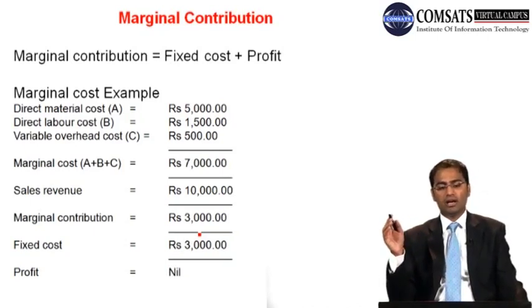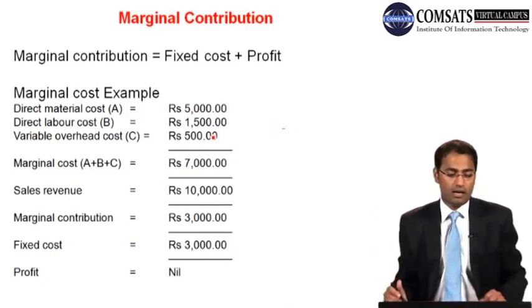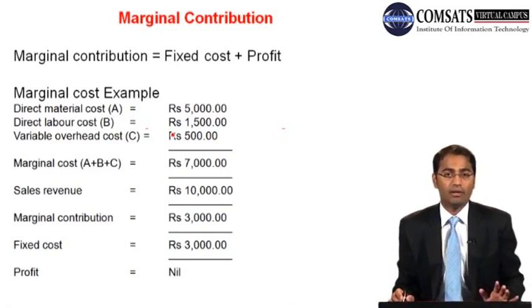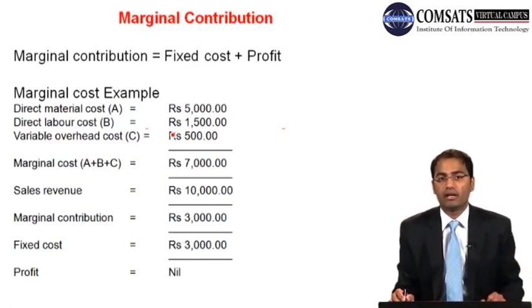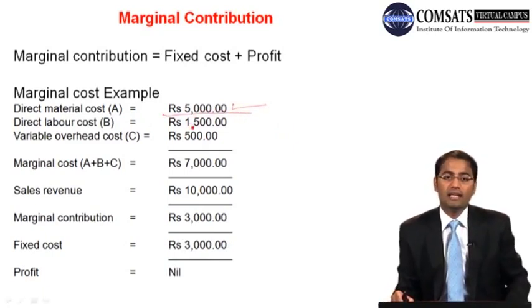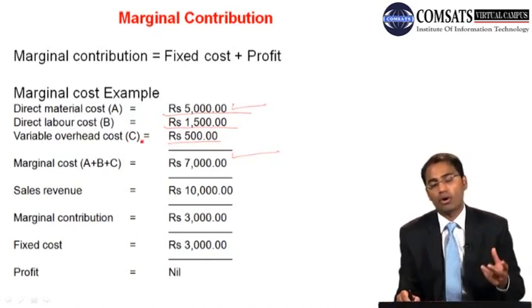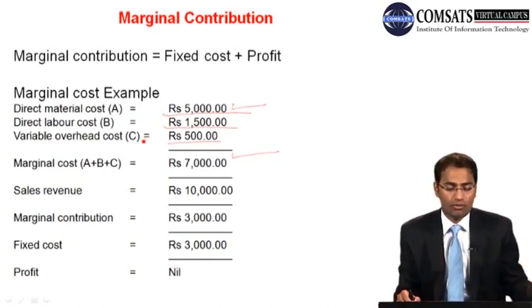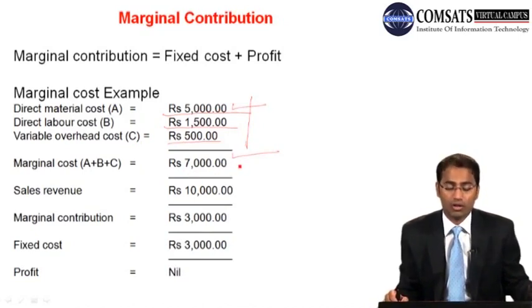So marginal contribution means fixed cost plus profit. Okay, there is an example or case study over there. We remember we had direct material, direct labor cost, and then variable overhead costs in value engineering lectures. So from there, let's say direct material cost is 5,000, labor costs are, let's say, 1,500, and variable overhead costs are like 500. So marginal cost is the summation of all the costs, like direct labor, direct material, and variable overheads. The summation of these is 7,000, and that is the marginal cost.